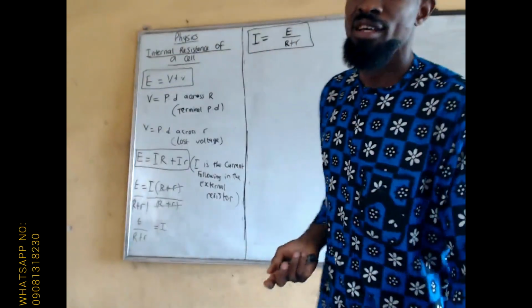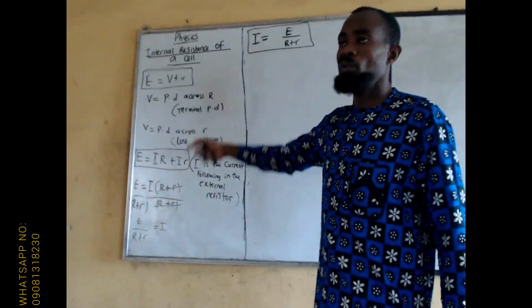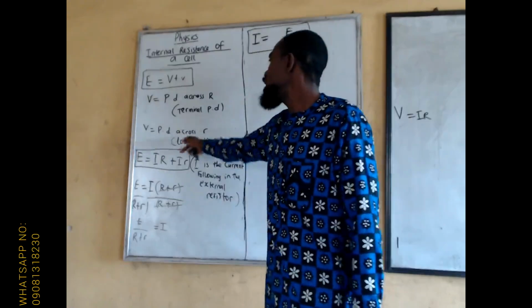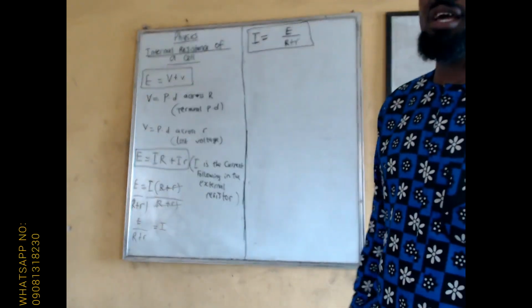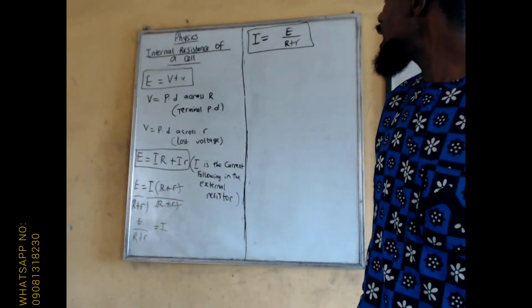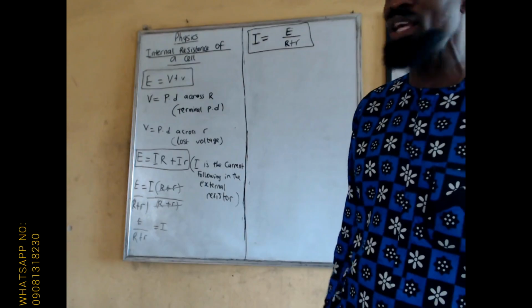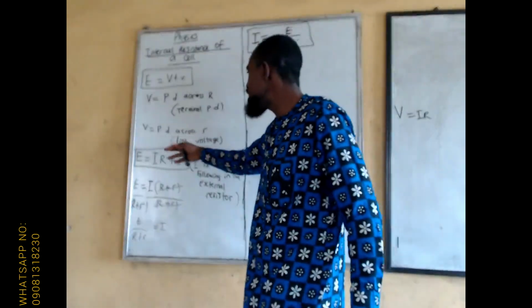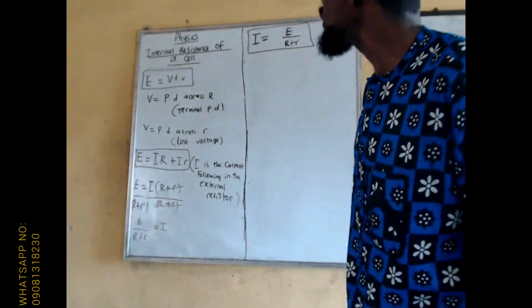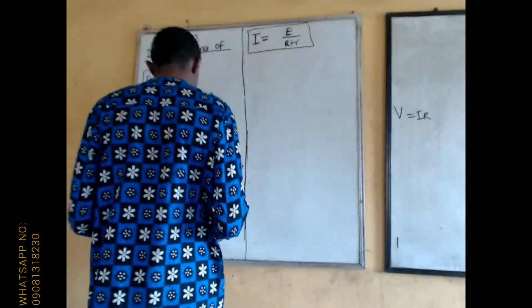Once again, the big V stands for what? Potential difference across R. And the small v stands for potential difference across the small r. And that is that. Big V is also called terminal potential difference, and small v is also called lost voltage.